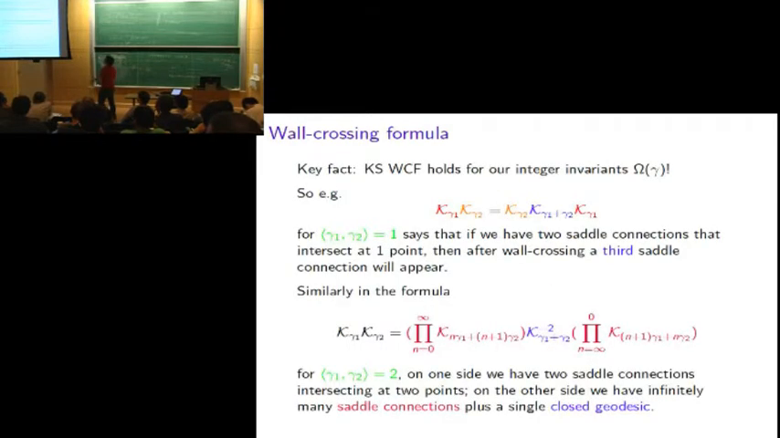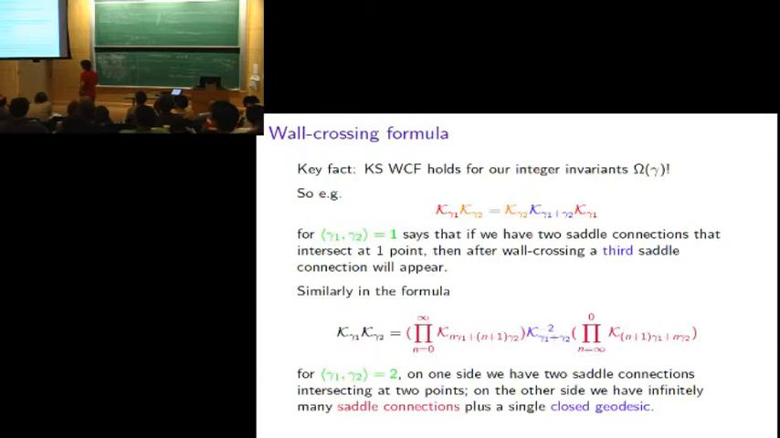Yeah, so what does it mean? So now the key fact is that I defined for you some invariants. And this wall crossing formula that I just told you actually holds for these invariants. So for example, this simple formula, which occurs when the inner product equals 1, just says that if I have two of those saddle connections that intersect at one point, and then I cross the wall where their phases align, then on the other side of the wall, a third saddle connection appears. And that's exactly the phenomenon that I showed you pictures of a minute ago.